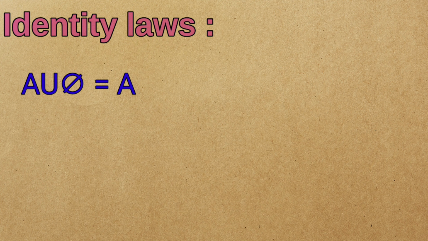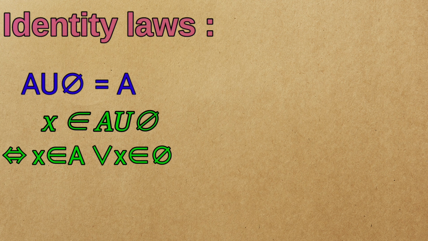For that, let us take one element in A union phi, that is, x belongs to A union phi. It implies that x belongs to A or x belongs to phi. So here it is very clear that x belongs to phi is a false case. So we can say that x belongs to A. Now from this we can say that A union phi is equal to A.